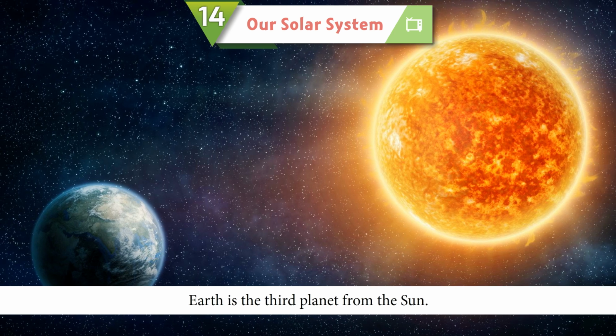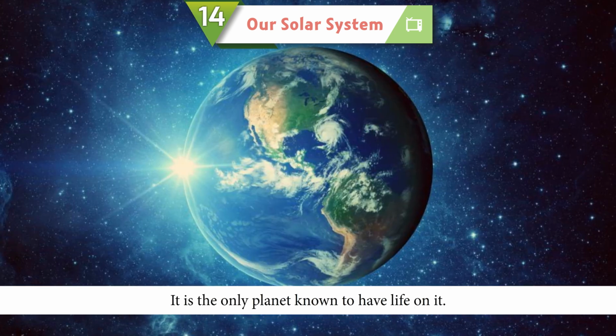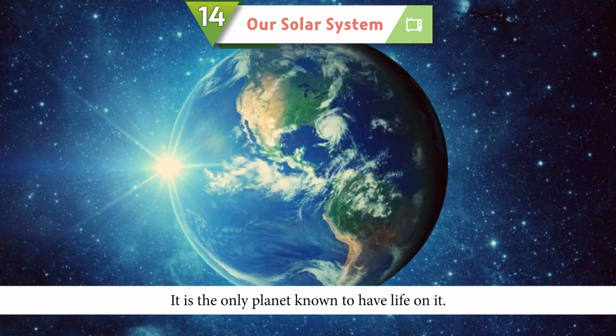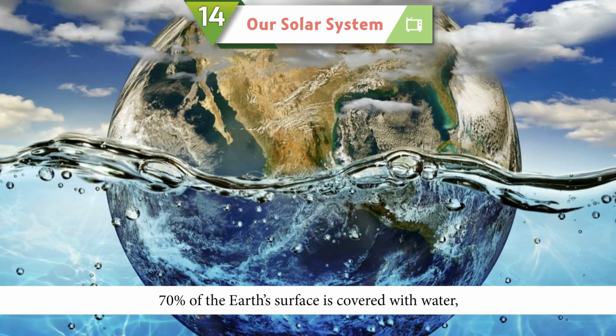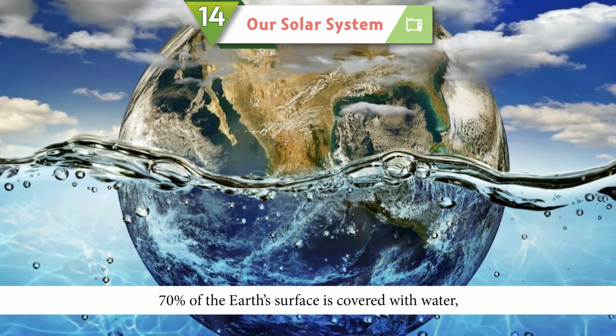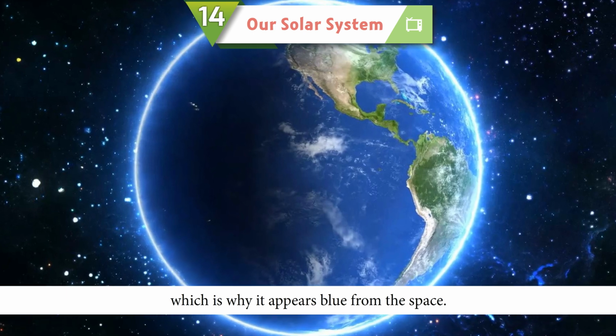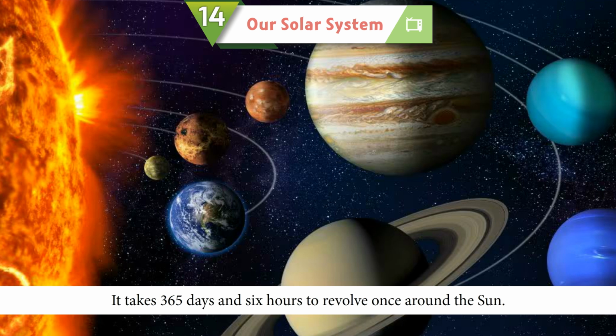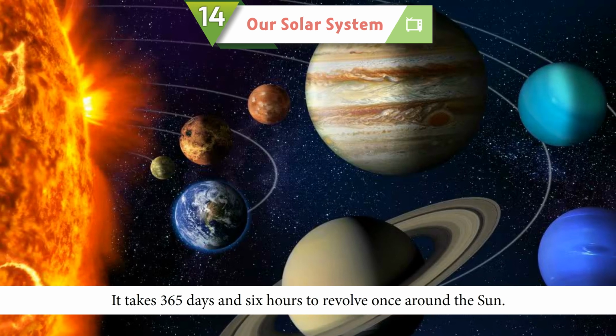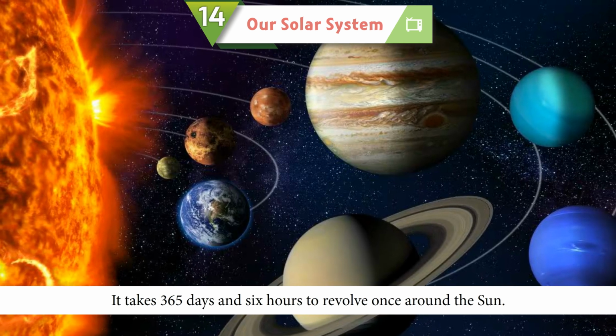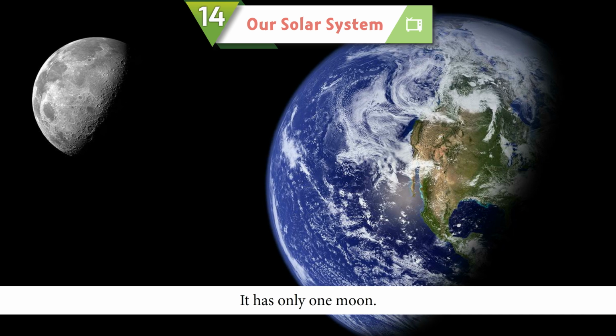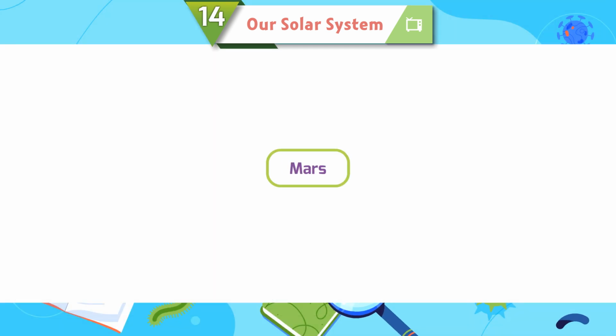Earth. Earth is the third planet from the Sun. It is the only planet known to have life on it. 70% of the Earth's surface is covered with water, which is why it appears blue from space. It takes 365 days and 6 hours to revolve once around the Sun. It only has one moon.